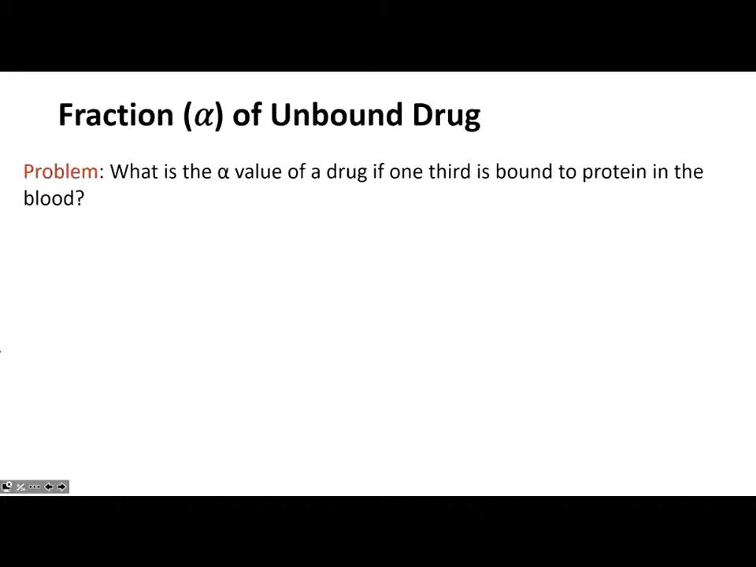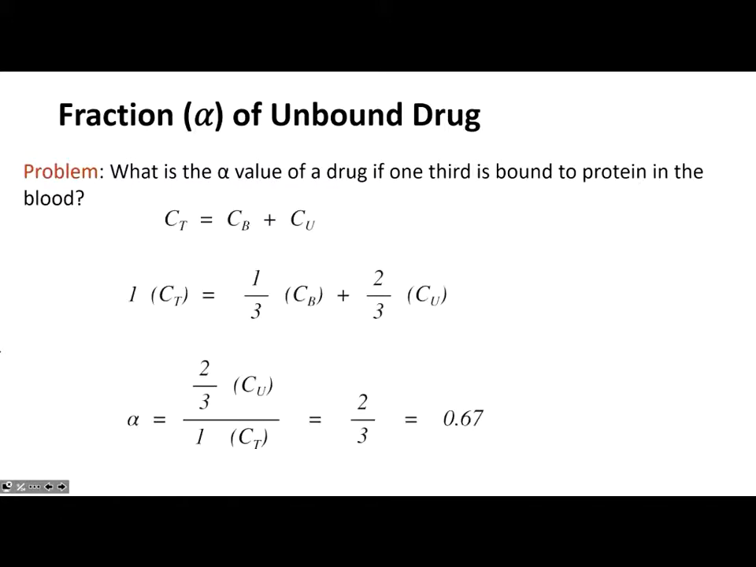All right, so here's a simple calculation question. If a drug is 1/3 bound to protein, what is the alpha? If 1/3 of the concentration is bound to protein, what is the alpha for this drug? Well, remember, what we care about is the unbound, and we were told that 1/3 is bound.